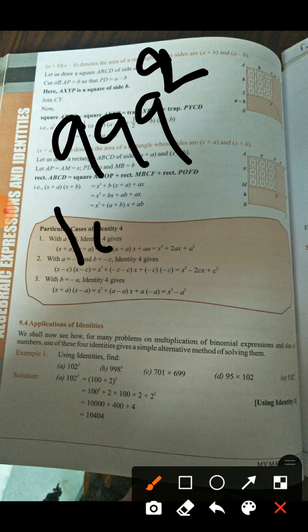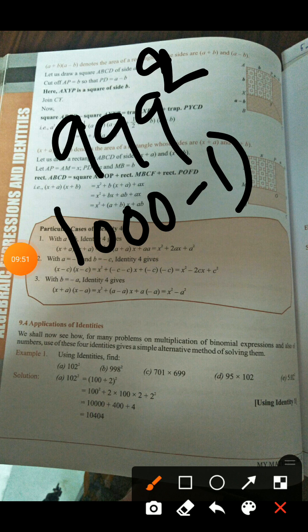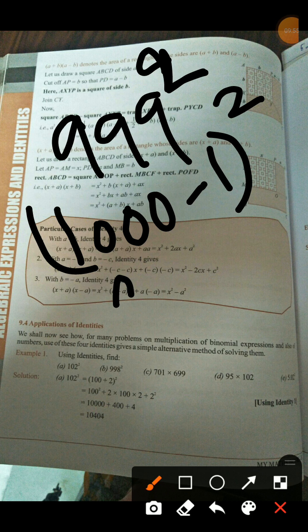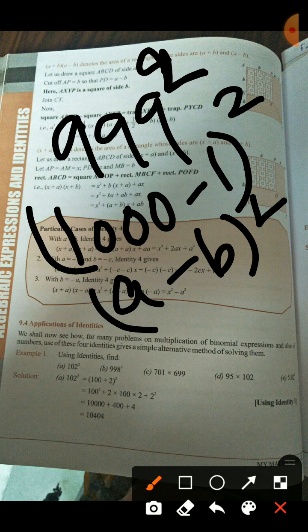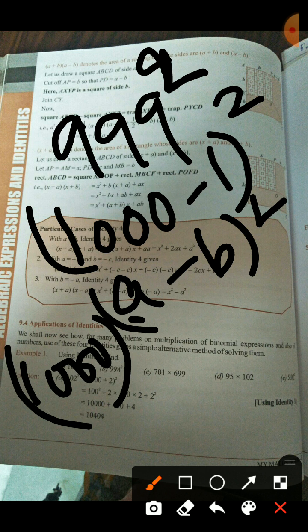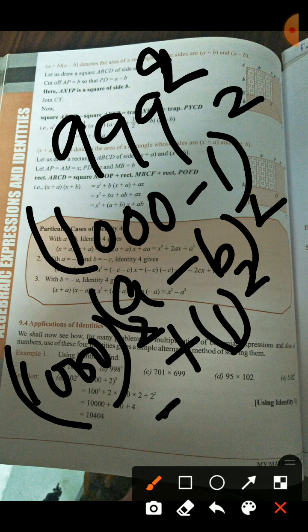Instead of 999, you can write 1000 minus 1 whole square. Now you can compare it with a minus b whole square. The identity is equal to a square, so 1000 square, plus b square, that is 1 square, minus 2ab, that is 2 multiplied by 1000 multiplied by 1.